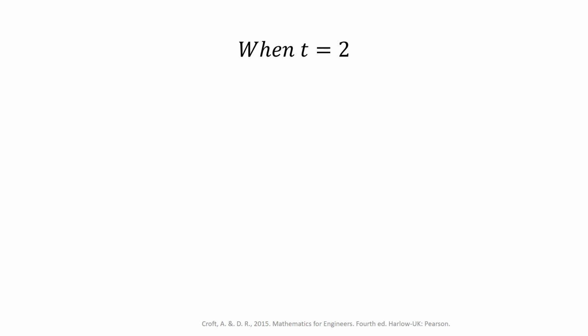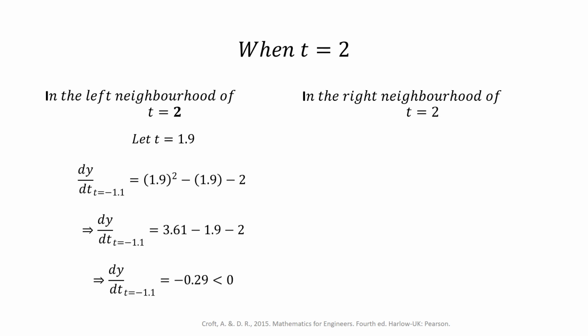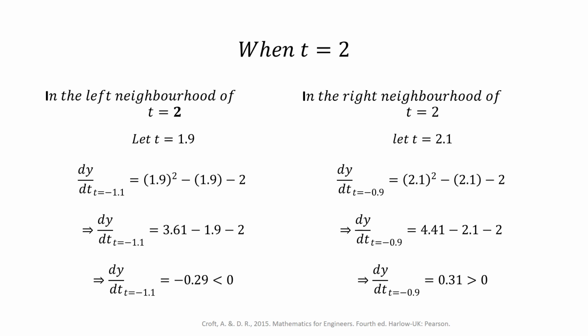Now at 2, in the neighborhood of 2, before 2 and then after 2, for t equal to 1.9, the result is -0.29, which is negative. Then for greater than 2, so 2.1, you could have taken another number, this time the result is positive. So first negative, then positive, it is a minimum point. So at -1 it was maximum, and at 2 it was minimum in the graph.